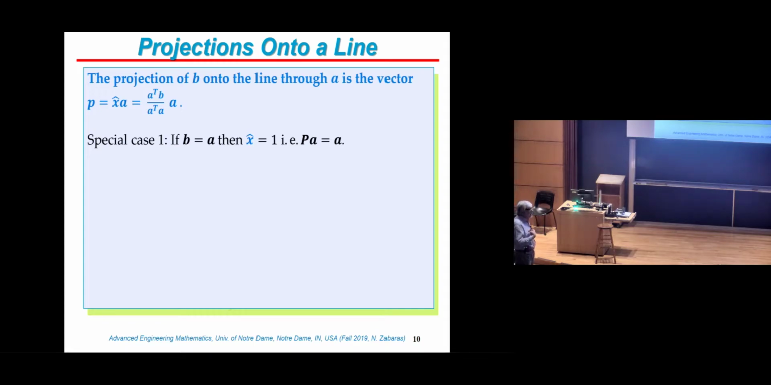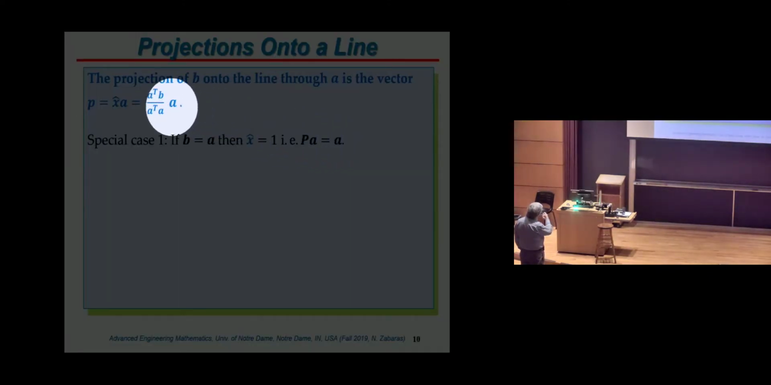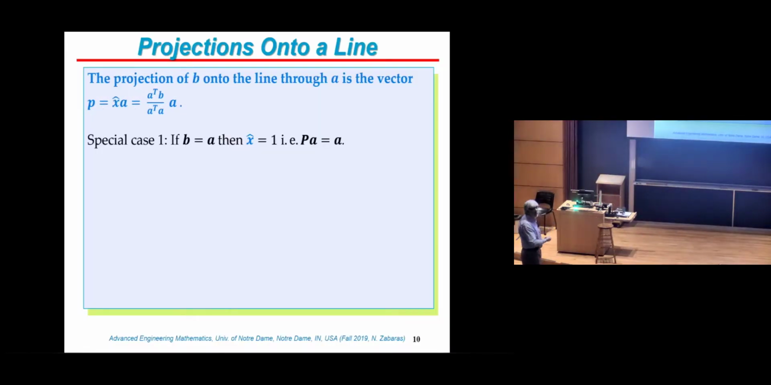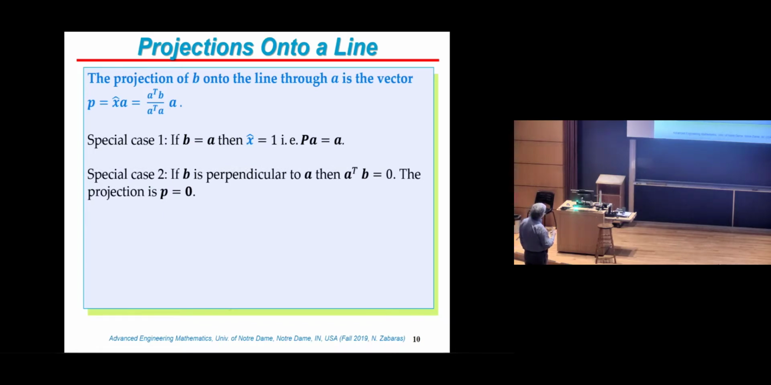Special case 2. If the vector B is perpendicular to the line, this formula should give me that the projection of a vector perpendicular to the line is equal to 0. Does it say that? Well, yes, if B is perpendicular to A, A transpose B is 0. Done. And so the projection P is equal to 0.